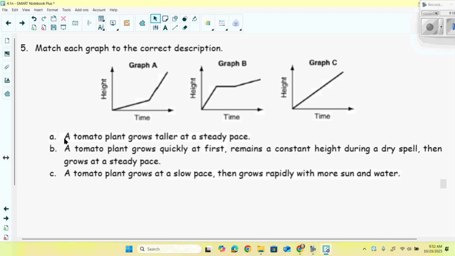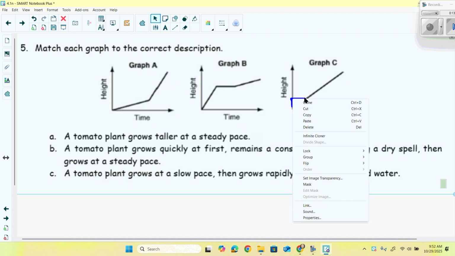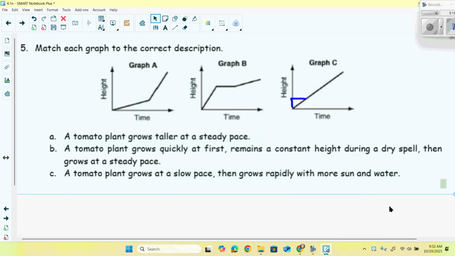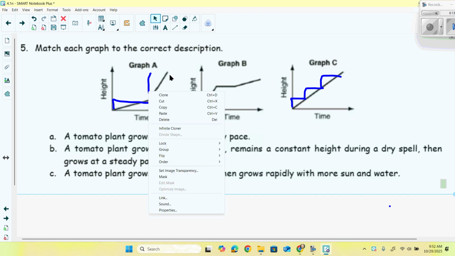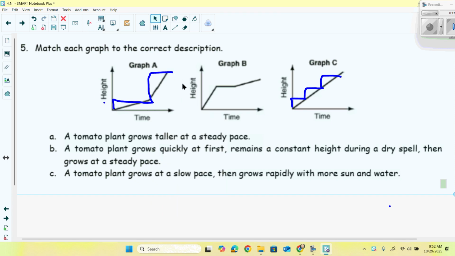All right, let's read. A tomato plant grows taller at a steady pace. Steady, another word we could use is a constant pace. It doesn't change. This plant is going rise over run at the same rate. This one's doing a rise over run and then a different rise over run. So that's definitely changing. So I would say C is the steady or constant rate or pace.